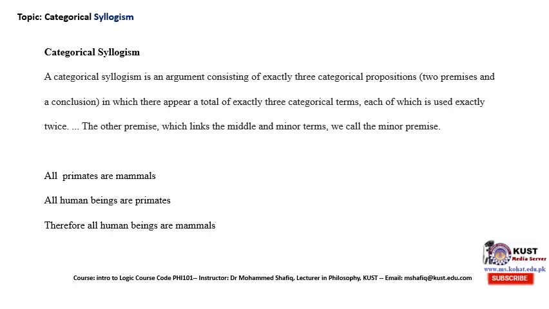So, the categorical syllogism is an argument consisting of exactly three categorical propositions, two premises and a conclusion, in which there appear exactly three categorical terms, each of which is used exactly twice. So if you look into the other premise, which links the middle and minor terms, we call it the minor premise. So there are three terms used in this categorical syllogistic argument.